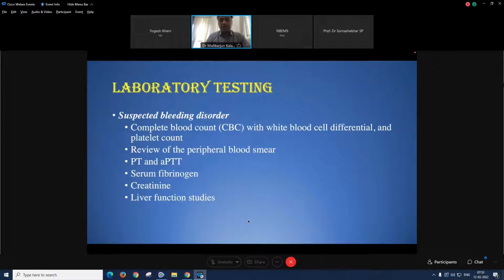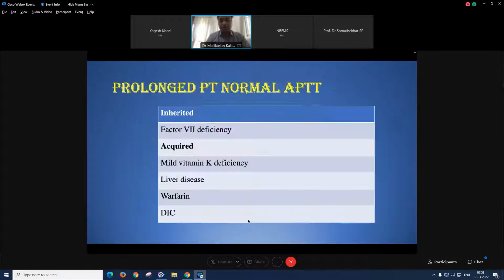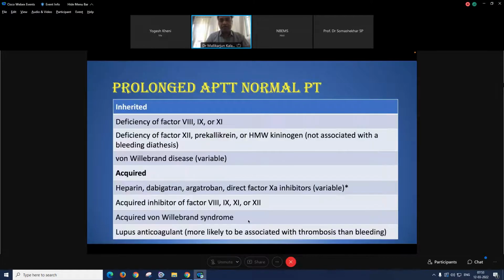Oftentimes, if there is a suspicion of any bleeding disorder, severe or non-severe, we start with a basic evaluation: a complete blood count, looking at the morphology on the peripheral smear, looking at PT, APTT, and serum fibrinogen initially, making sure there is no significant uremia or liver disease. If you have a prolonged PT, this is something students always ask us, how do we make sense of basic screening tests? With isolated PT abnormality and normal APTT, we typically look at the factor 7 level. It can also occur in vitamin K deficiency, liver disease, and patients on warfarin, and of course, DIC can cause all kinds of hemostatic abnormalities.